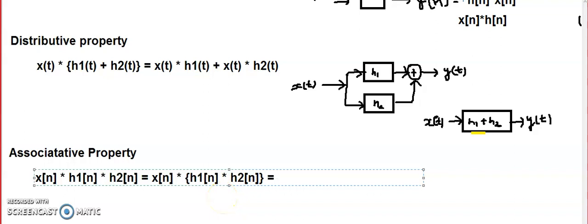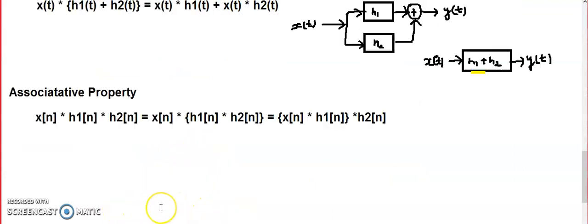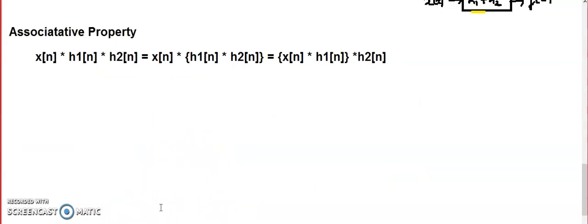ओके, या फिर आप इसे ऐसे भी लिख सकते हैं यहाँ पे, इस तरीके से बने like this. ठीक है, you can associate either of the two signals, either of the two signals. You can associate either of the two signals like this, and this is what we call the associative property. The associative property.